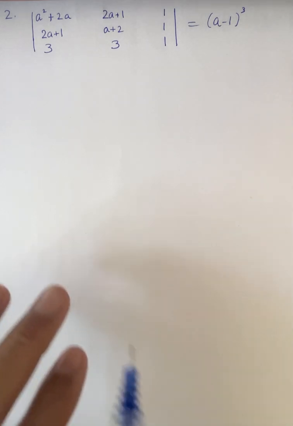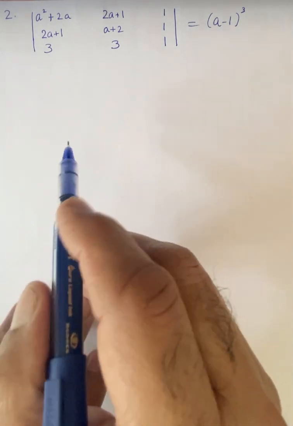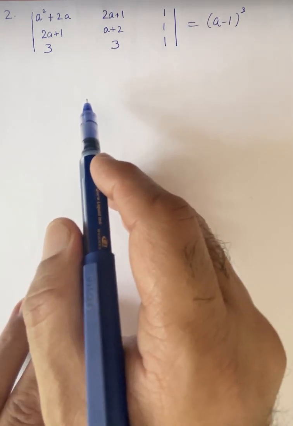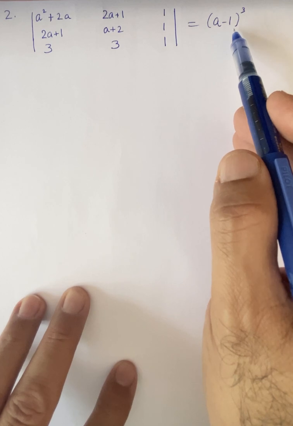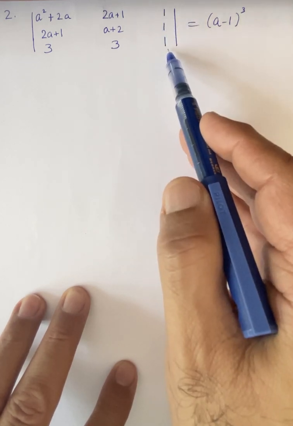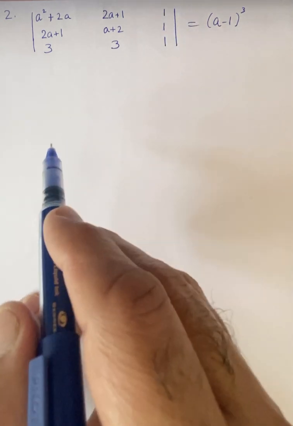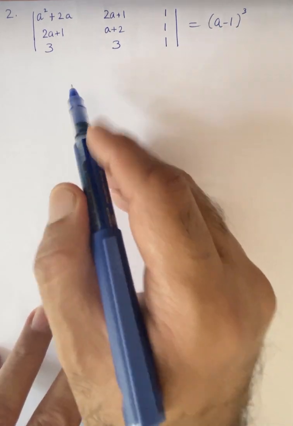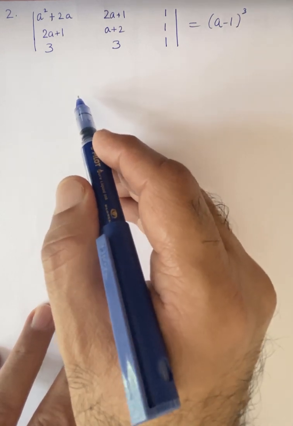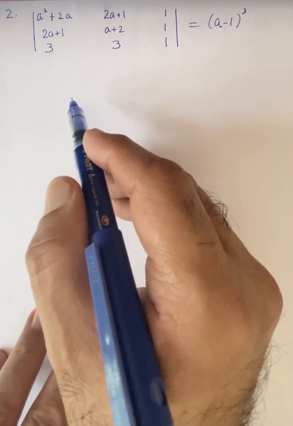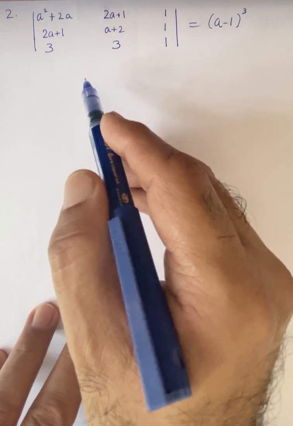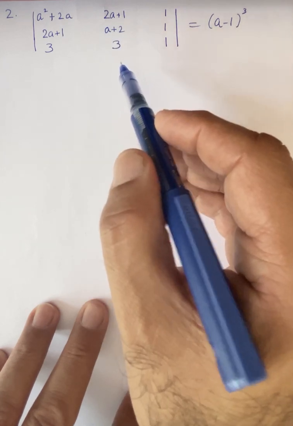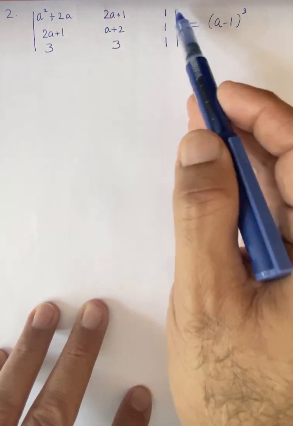Let's move to the second question. Here we have to prove the left hand side is equal to a minus 1 whole cube. The first step is how to get a minus 1. We already have ones. Subtracting ones we can get zeros anyway. But how to get a minus 1? There are infinite ways theoretically to solve any question. So here we start with this minus this, or we can do this minus this and we'll have zeros.